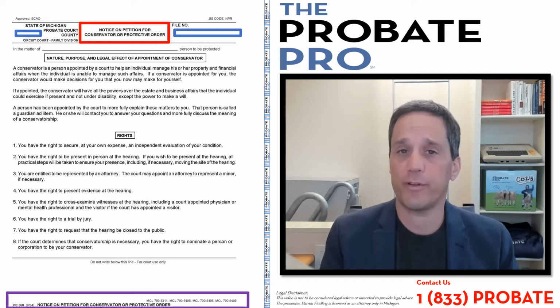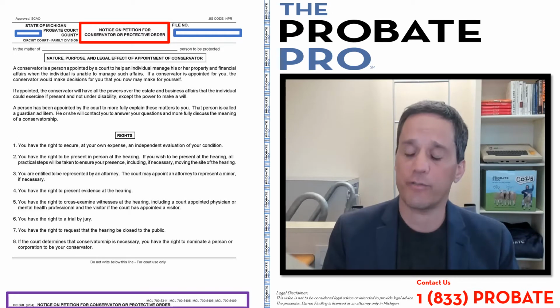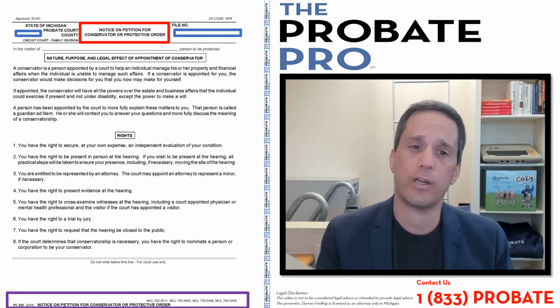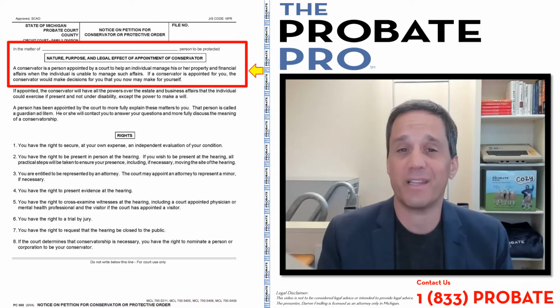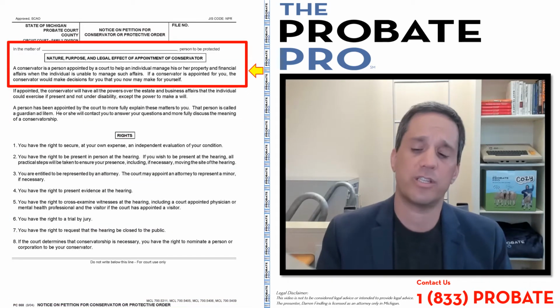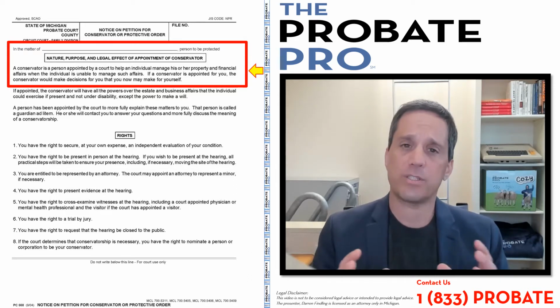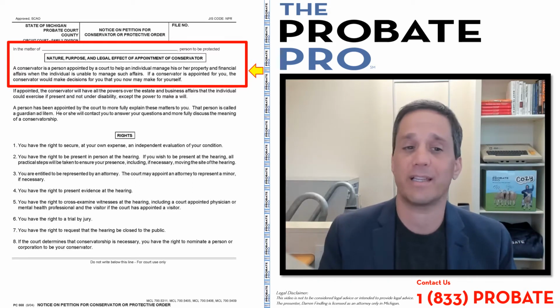Let's work our way through the form. Top left corner is the county upon which the probate conservatorship is the venue and county court. Top right corner is the case number. At the top, in the matter of, is simply the name of the person in which this conservatorship is being sought on behalf of.